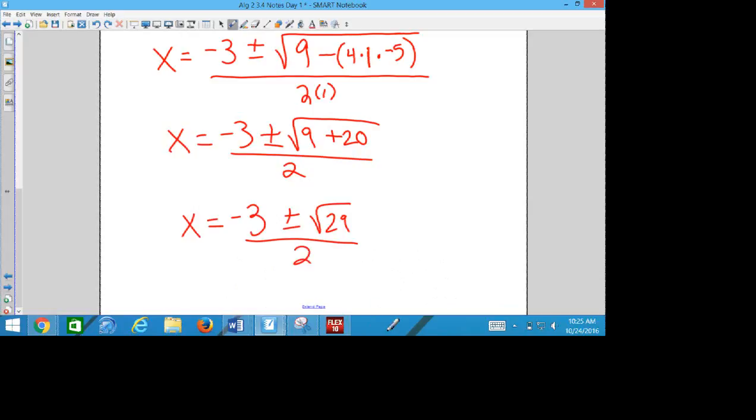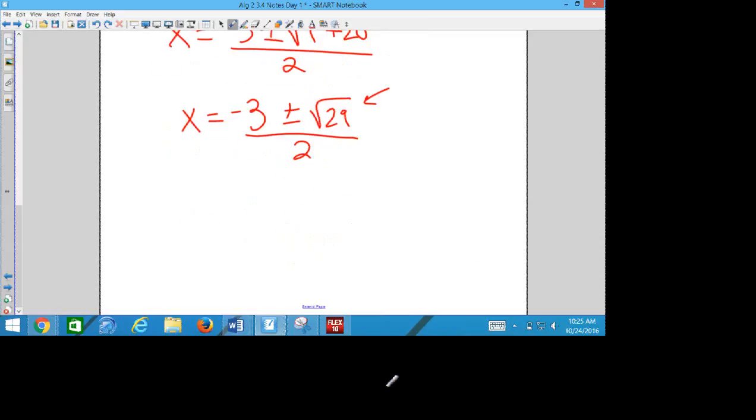So we're going to ask ourselves for simplification purposes, does 29 have a perfect square that can be pulled out? No. So does this have answers? Yes. How many answers does this have? So, there's 2 answers. And they are both written right here.